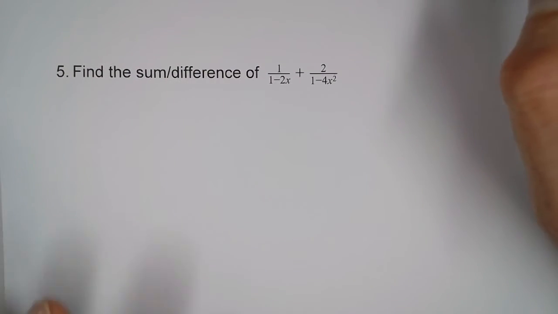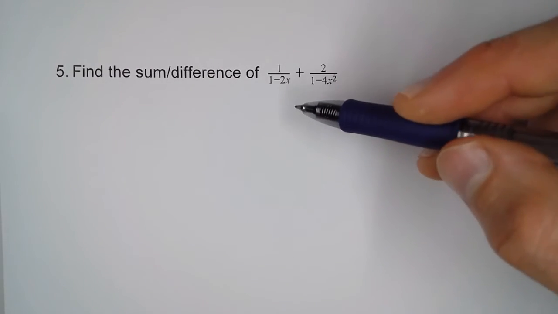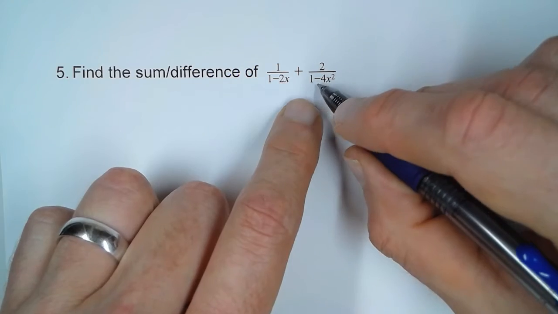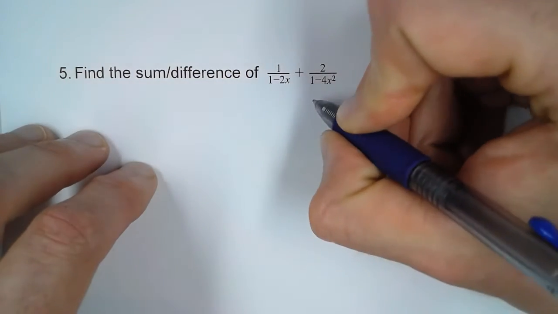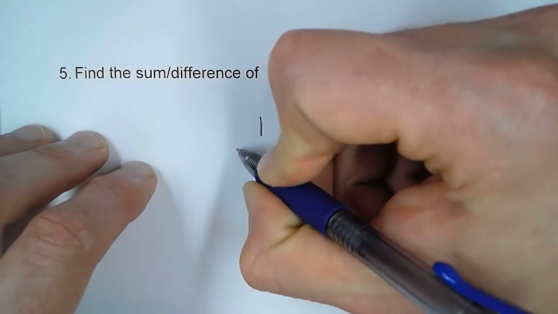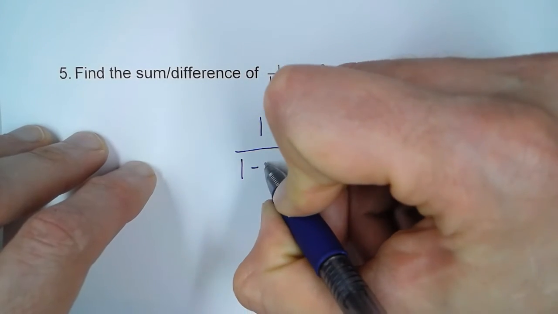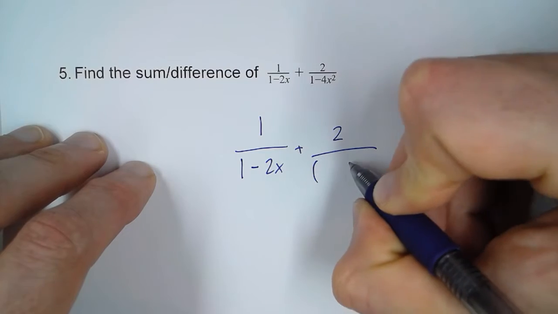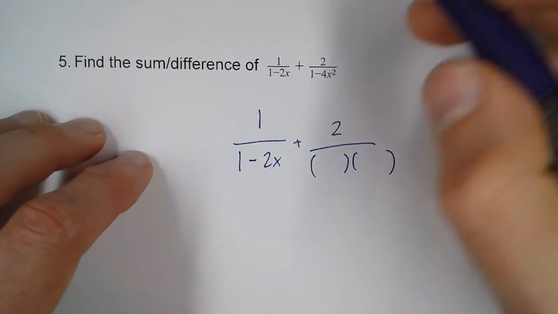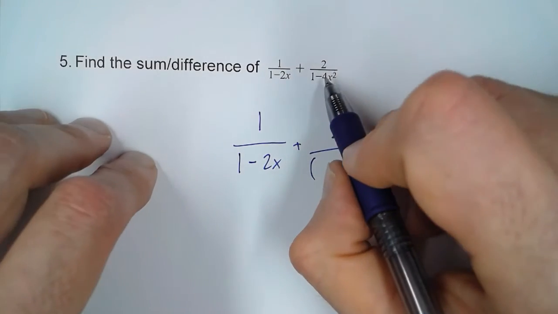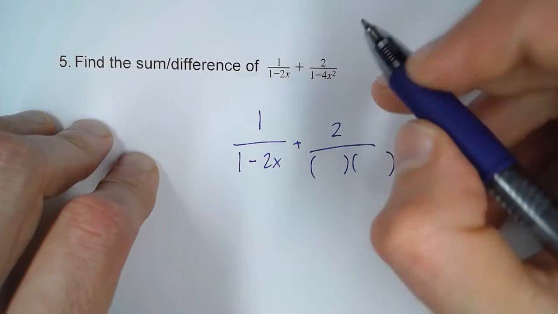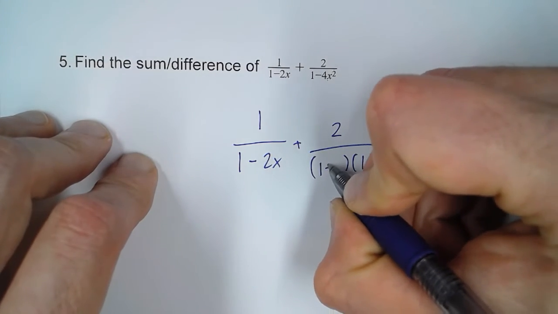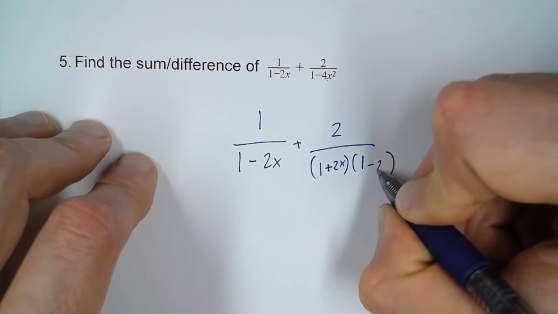Number 5. This one is a little bit tougher because we have to do a little bit of factoring. We have to factor this expression right here, 1 minus 4x squared. So I'm going to rewrite it: 1 over 1 minus 2x plus 2 over, and now we put in parentheses. How does this factor? Well, this is a difference of squares. The square root of 1 is 1. The square root of 4x squared is 2x. So plus 2x and minus 2x.